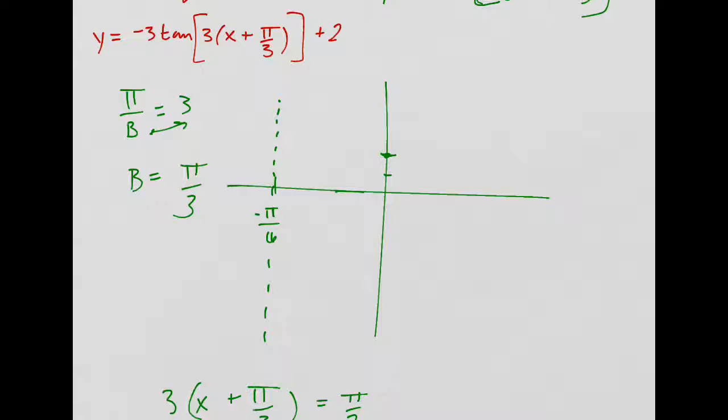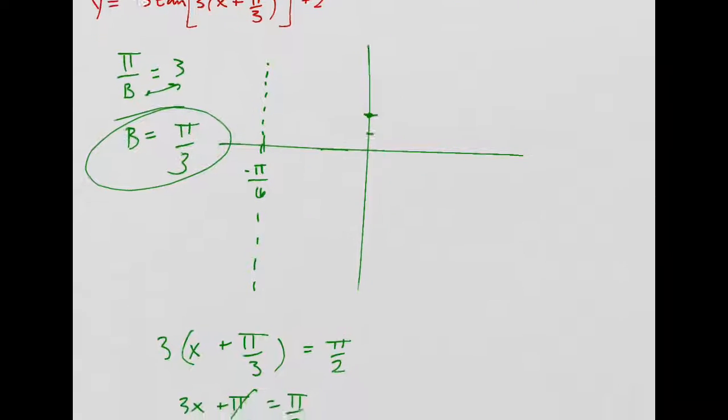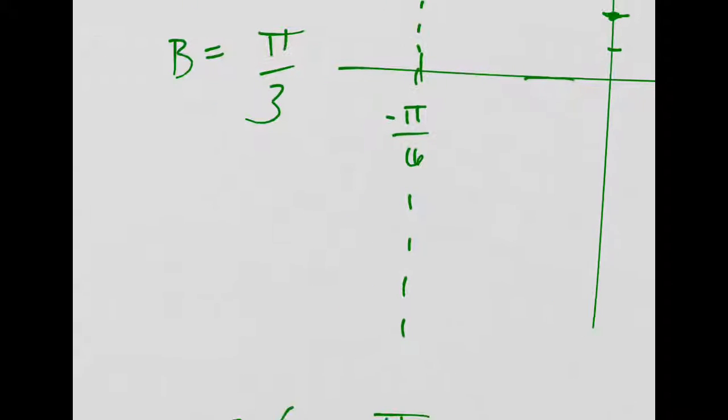And if I have negative pi over 6 and I know that the period is pi over 3, I can add pi over 3 to this, and that'll give me my other asymptote. So what is negative pi over 6 plus pi over 3? That's just 2 pi over 6, so that would give me positive pi over 6.